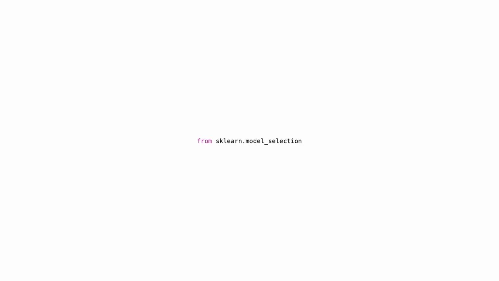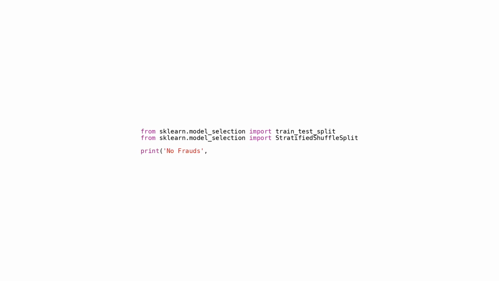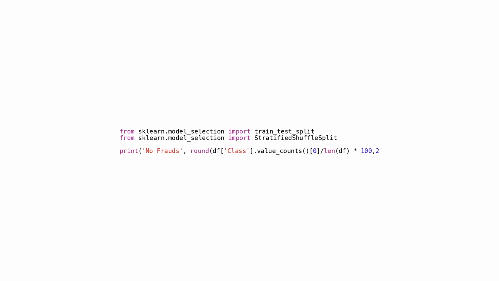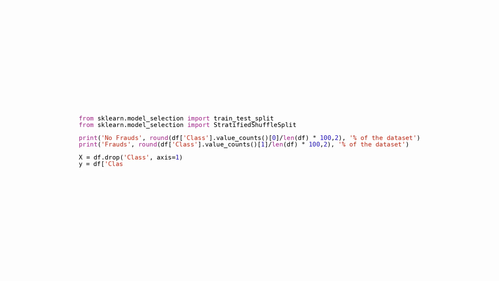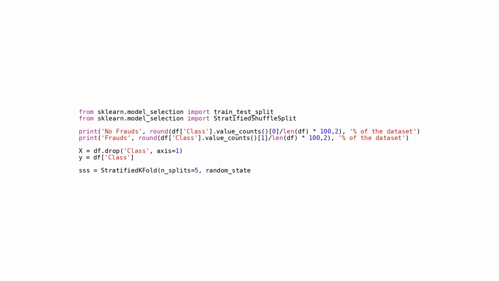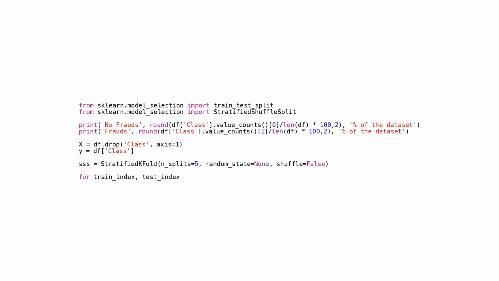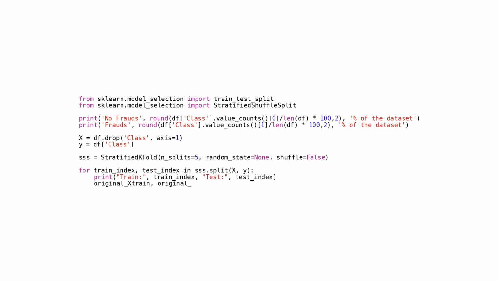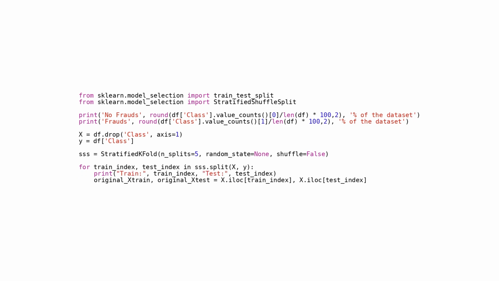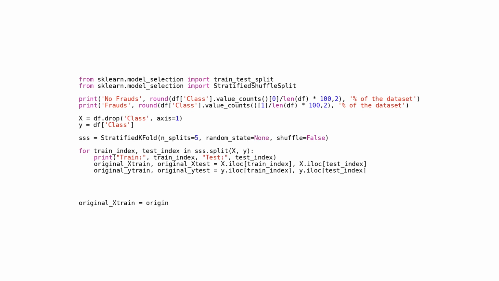This process is responsible for dividing the data into training and testing sets while keeping the target class ratio consistent in both sets. Initially, it displays the percentage of each class in the dataset and separates the features, X, from the target variable, y. The code utilizes stratified k-fold to split the data into 5 folds, maintaining class proportions in each fold. It then shows the indices of the training and testing sets for each fold.